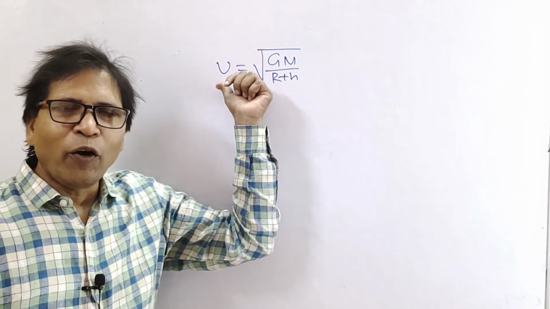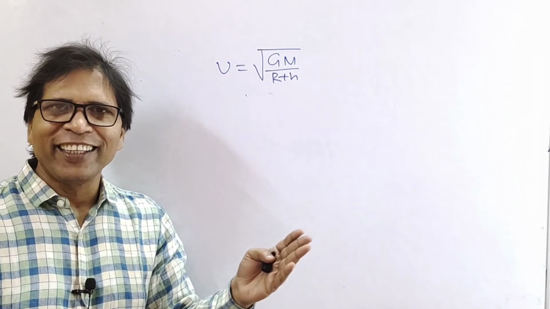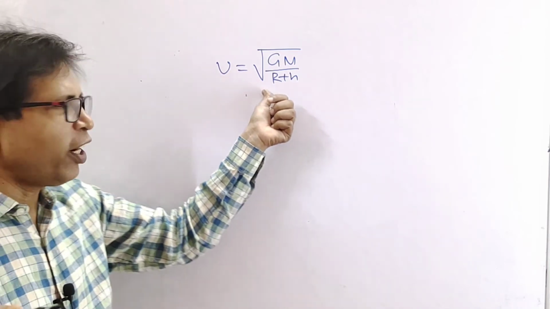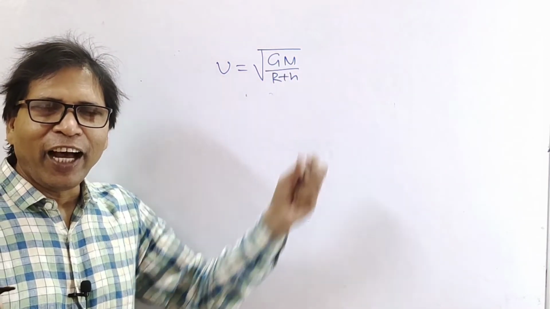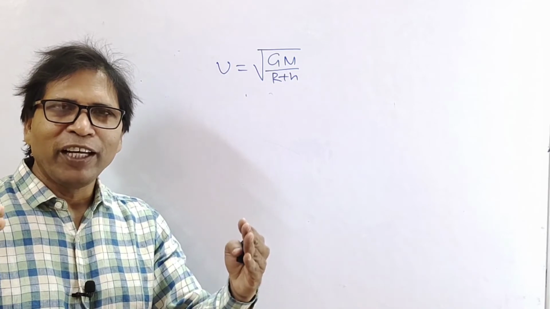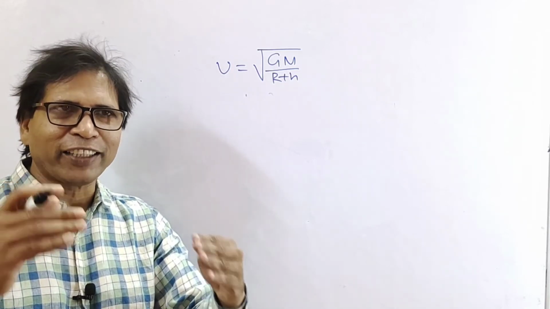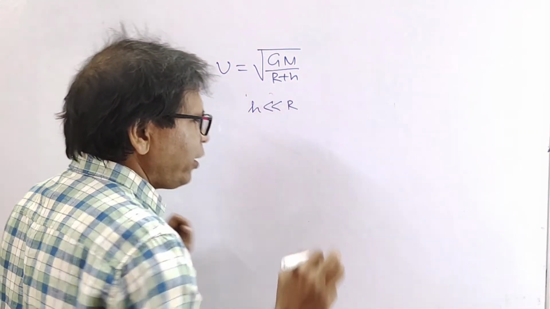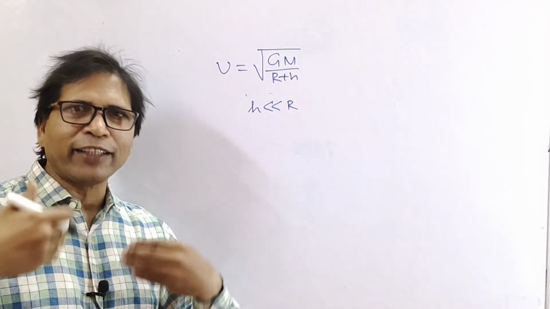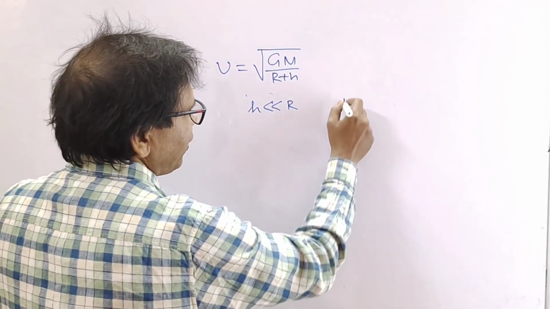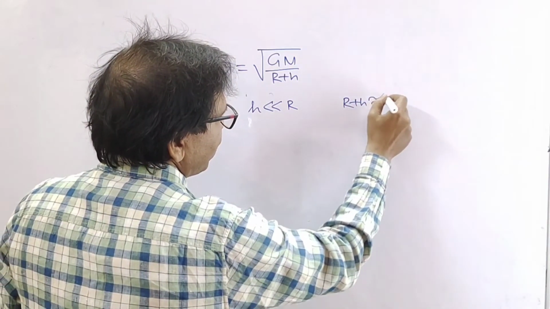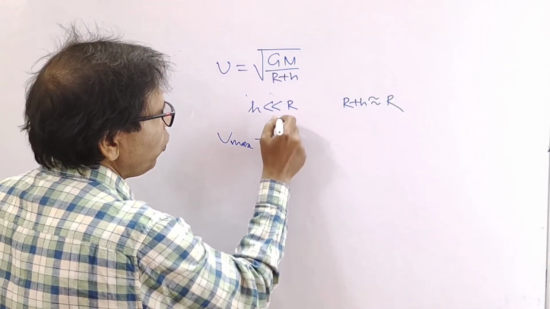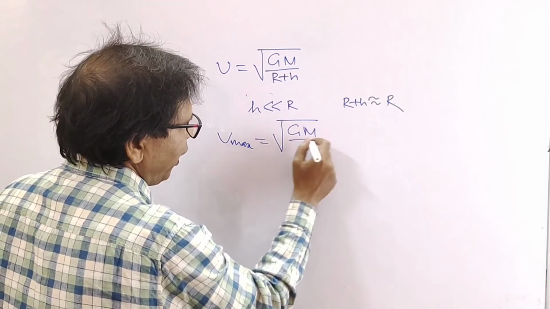Now the orbital velocity of a satellite at an altitude h from the earth's surface is v = √(GM/(R + h)). The velocity becomes maximum if the satellite is closer to the earth's surface, when h is much less than R, that is, the satellite revolves very close to the earth's surface. Then R + h is almost equal to R, so v max = √(GM/R).